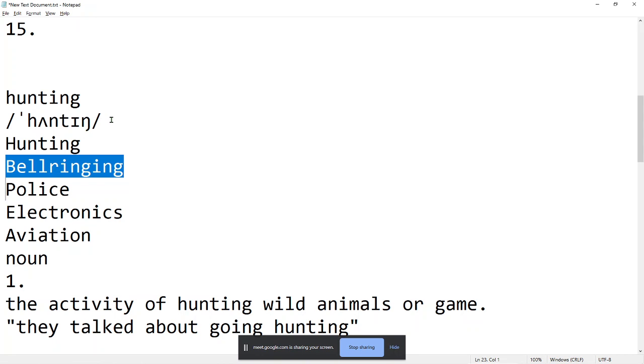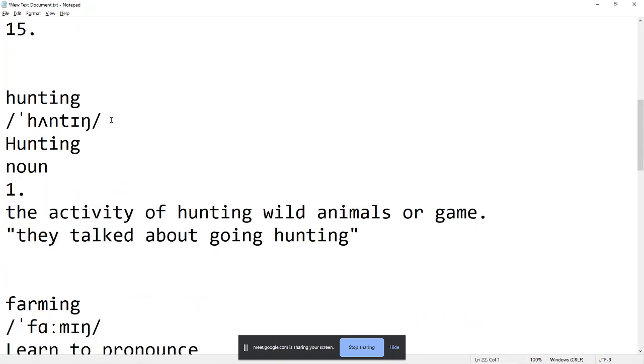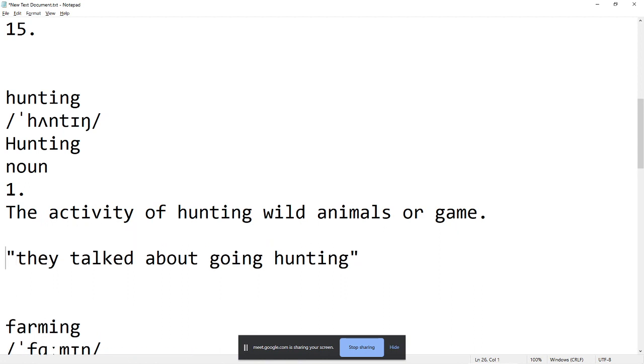Hunting means, is a noun, the activity of hunting wild animals or game. Activity memburu binatang lah. Example sentence: they talk about going hunting. Mereka berbincang hendak pergi memburu hunting.